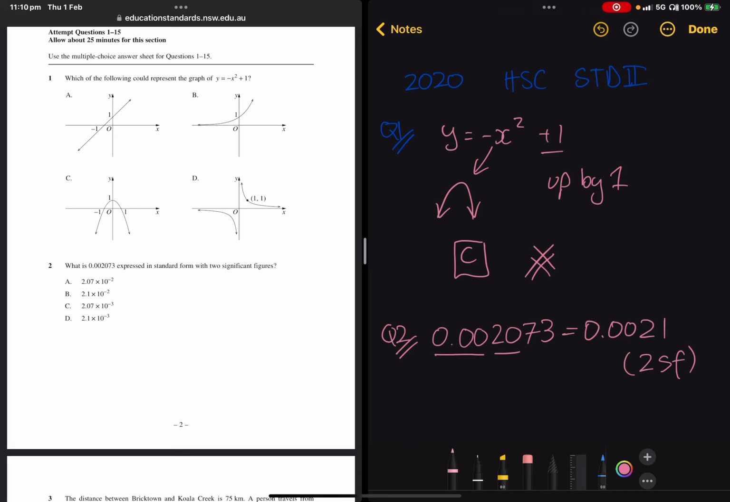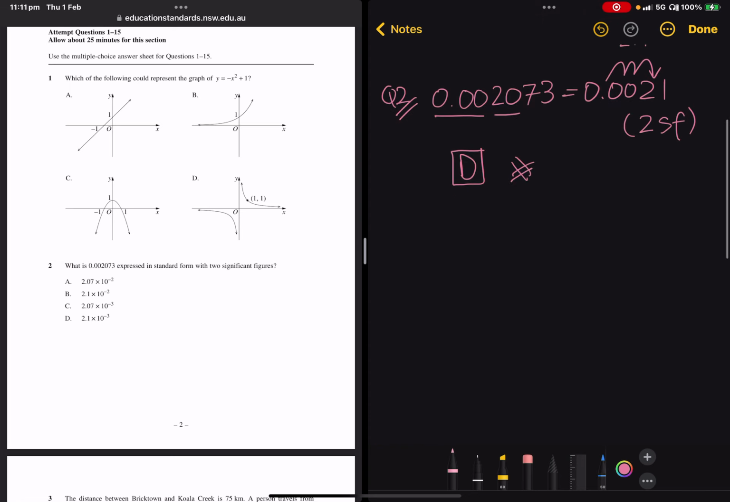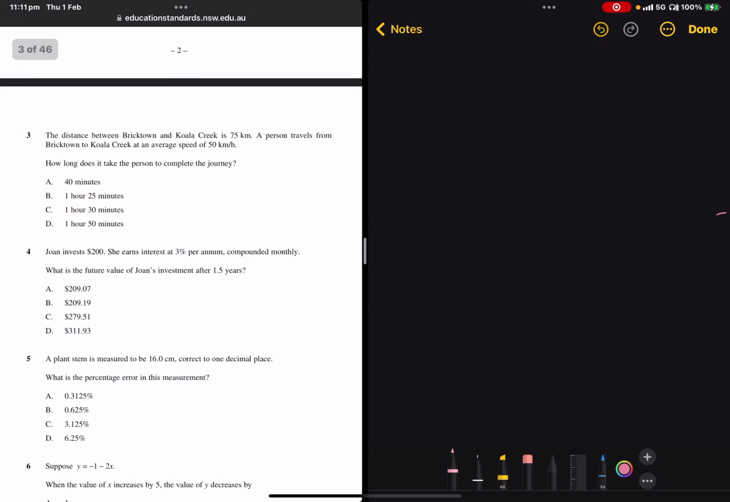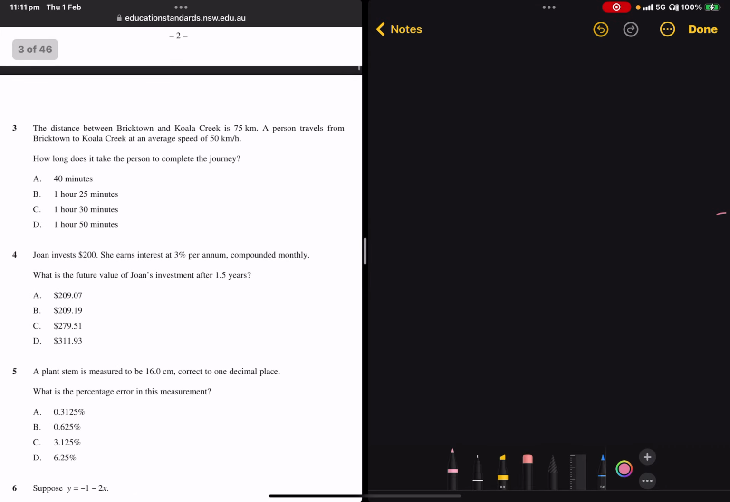And so of the possible answers here, if we were to convert this to scientific notation, the point needs to move 3 places. So this would be 2.1 times 10 to the minus 3. So this is going to be D. And D is in fact the answer. So now let's have a look at questions 3, 4 and 5.